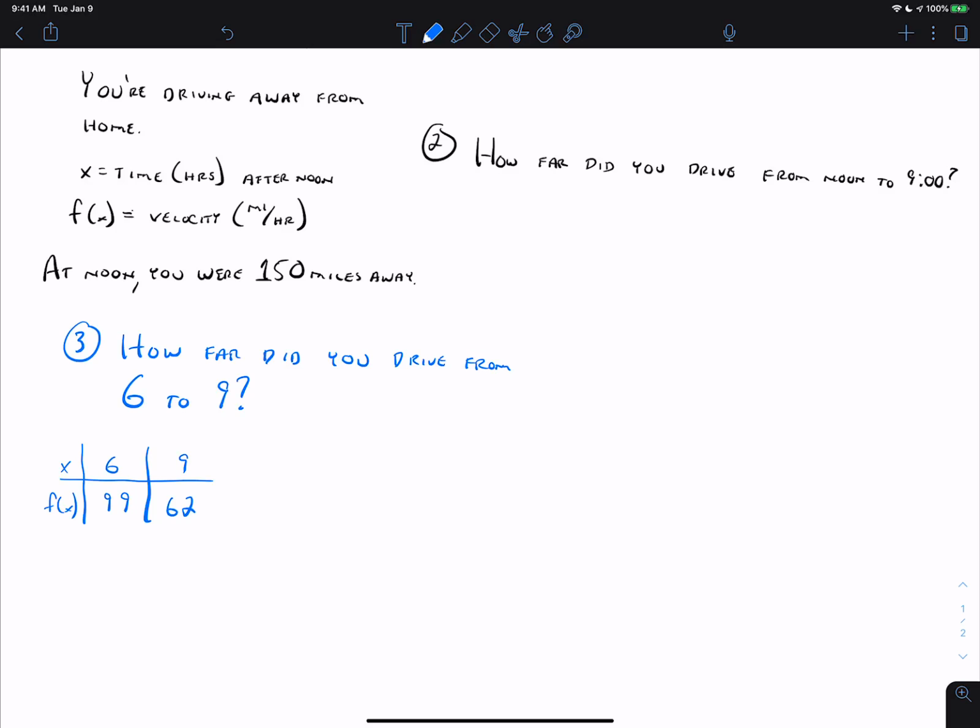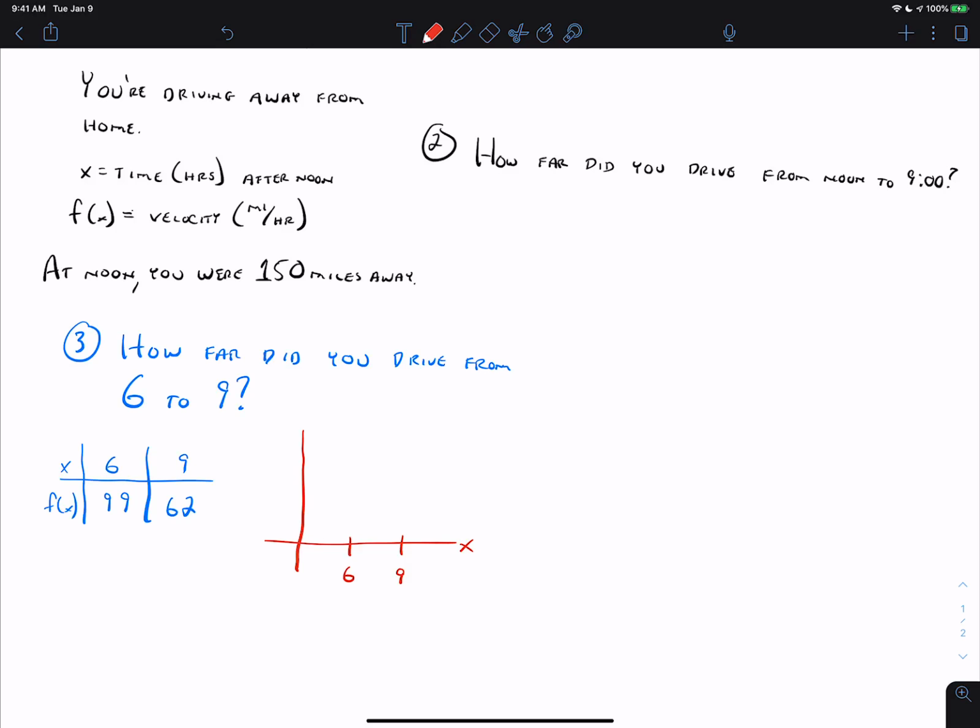There are several ways to make an approximation. There are two kind of simplest approaches to this. If we think about the graph of the function f of x between 6 and 9 p.m., this is obviously not to scale, but let's say this is 6 and this is 9. We're on the x-axis here.